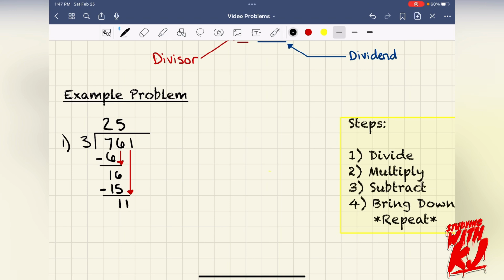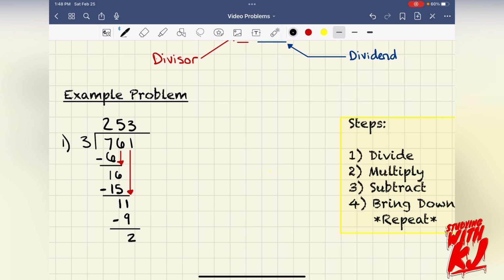So now we start off back at step 1, which is divide. So we do 11 divided by 3, or how many groups of 3 can go into 11? 3 groups of 3 can go into 11, because 3 times 3 is 9. If we go higher than 3 groups of 3, if we go to 4, that would be 12. 12 is too big. So let's put 3 right here. And now we go into step 2. We multiply 3 times 3. 3 times 3 is 9, right? And then our next step, step 3, is to subtract. 11 minus 9 is 2.